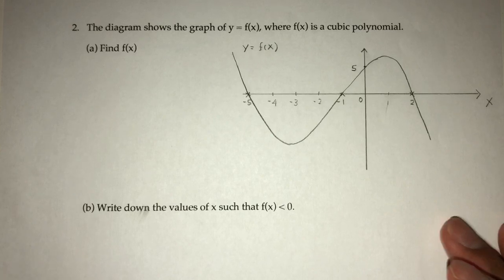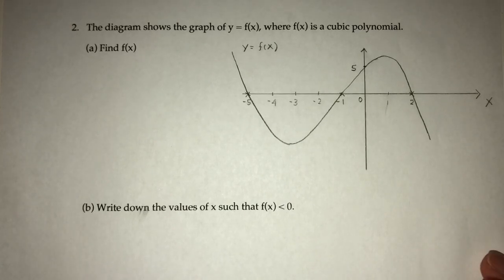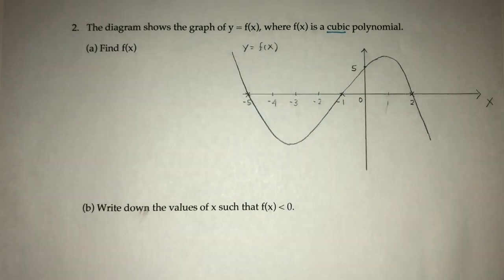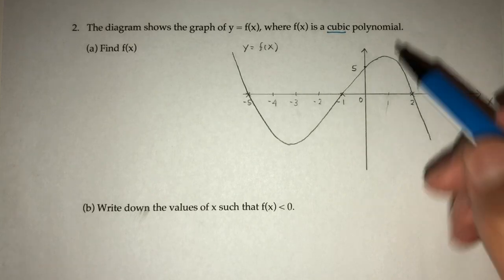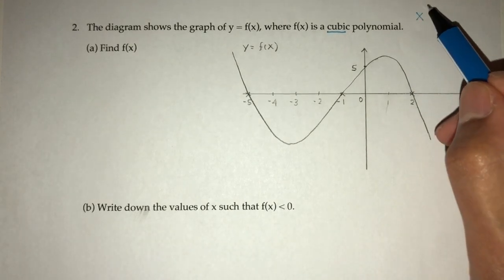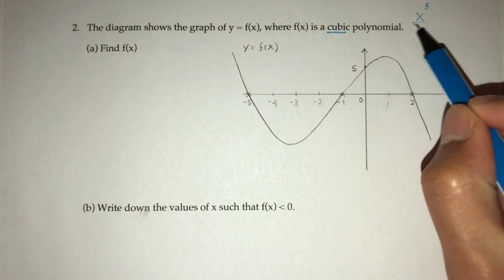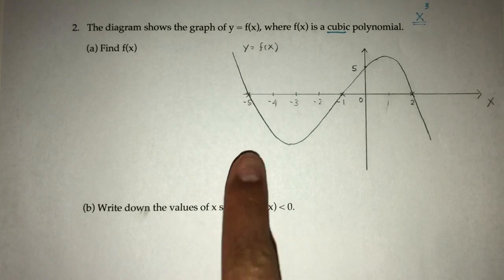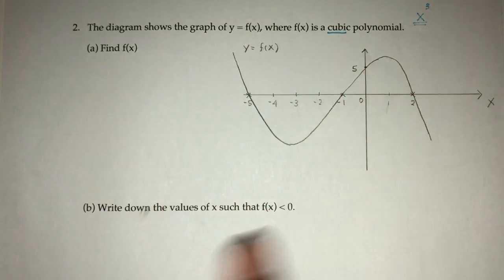Now question number 2, the diagram shows the graph of y, okay, where f of x is a cubic polynomial. So you have to understand what is a cubic function. It is basically we have x power of 3. That's when we call a function to be cubic. Anyways, this is your graph, and you have to find the equation for f of x.